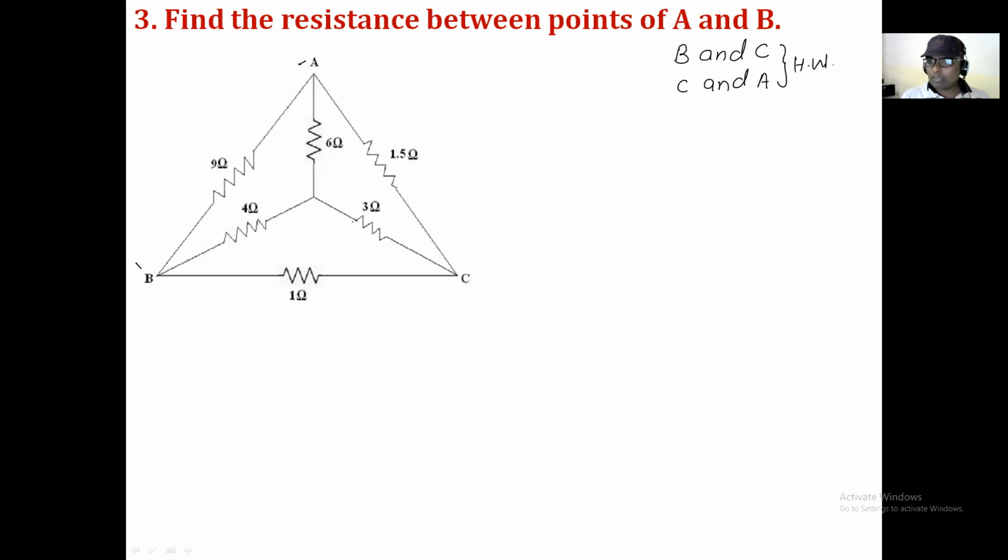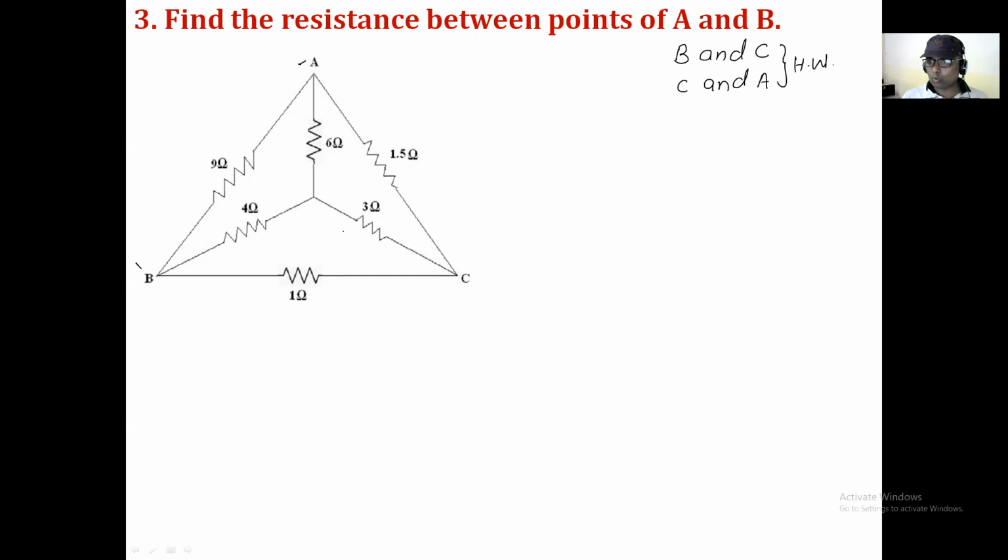Can we convert delta to star or star to delta? They have not given. This is our choice. We have to decide it. But as I already explained to you, when we try to use delta to star or star to delta, our intention is that the circuit must be simplified. It is not the case that when we use delta to star or star to delta, the circuit becomes more complicated. There is no use of that conversion then.